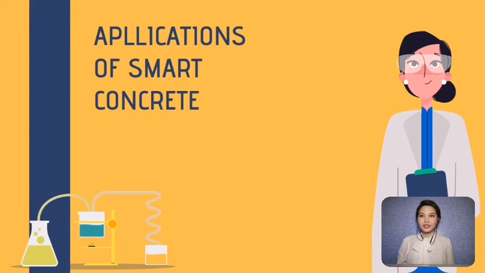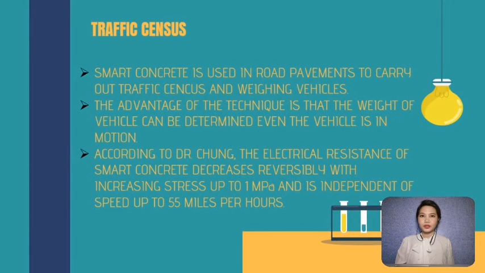Smart concrete has many potential applications in a variety of fields such as traffic sensors, electromagnetic shields, constructions, and so on. So, how is smart concrete used in traffic sensors? Smart concrete is used in road pavements to carry out traffic sensing and weighing vehicles. The advantage of the technique is that the weight of a vehicle can be determined even when the vehicle is in motion.